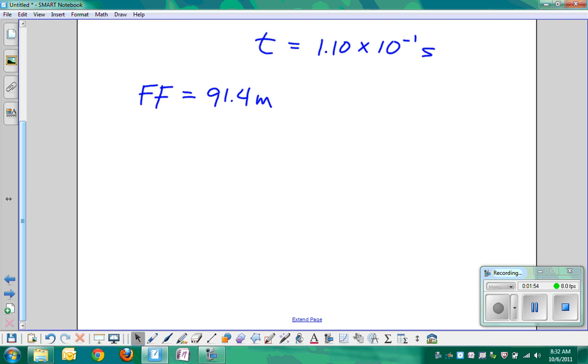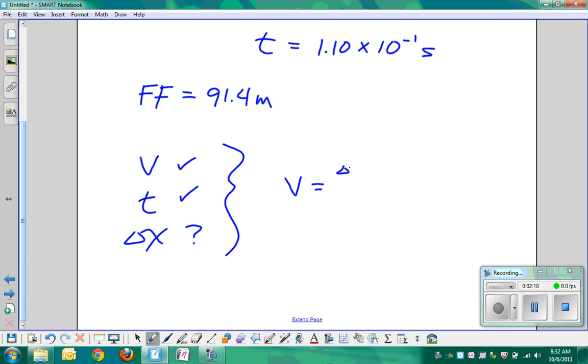All right, so what do we have here? We have velocity. Velocity is known. We have time. Time is known. And we're looking for a distance, delta x, okay? That we don't know. We have a relationship among these three variables. It's the only one we've learned so far, right? Which is what? V is equal to delta x over delta t.